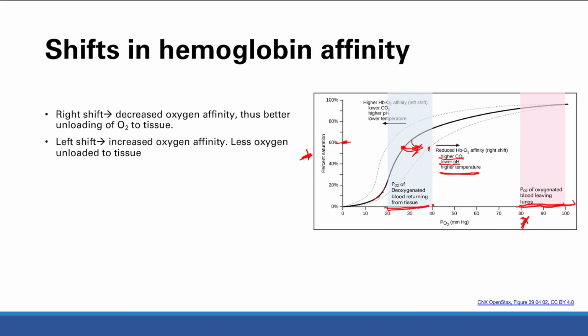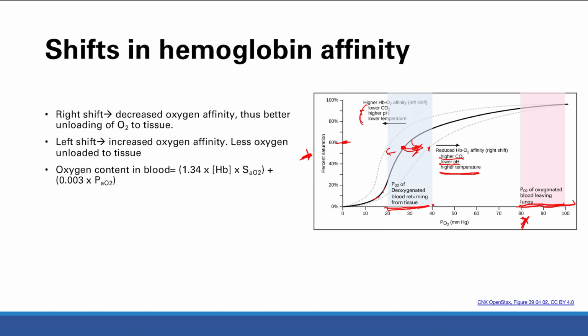Now, the left shift is the opposite. It's pretty much super easy. It's the opposite. So if you already know this, just know the opposite. That's a left shift. But basically, when it shifts left, that means you have increased oxygen affinity, so hemoglobin binds well and does not unload oxygen very well to tissue. Okay, and the opposite causes will cause a left shift.